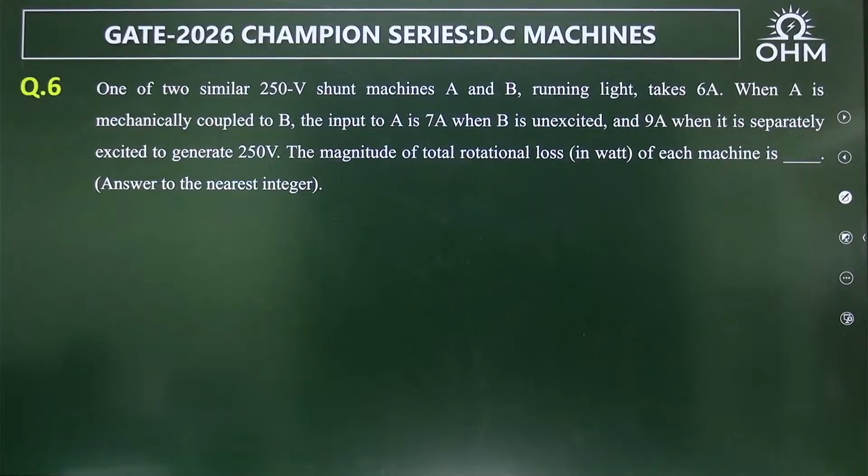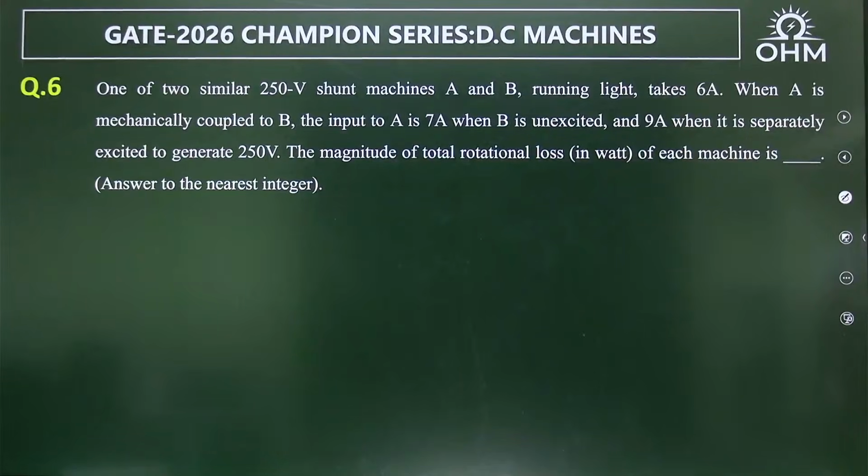Okay. Just read the problem. This is also a question related to losses calculation only. One of two similar 250 volt shunt machines, A and B, running light. See, running light means indirectly no load condition. The load is very light. You can assume it is no load condition. Running light doesn't mean it is actually glowing a light. Running light in the sense no load condition.